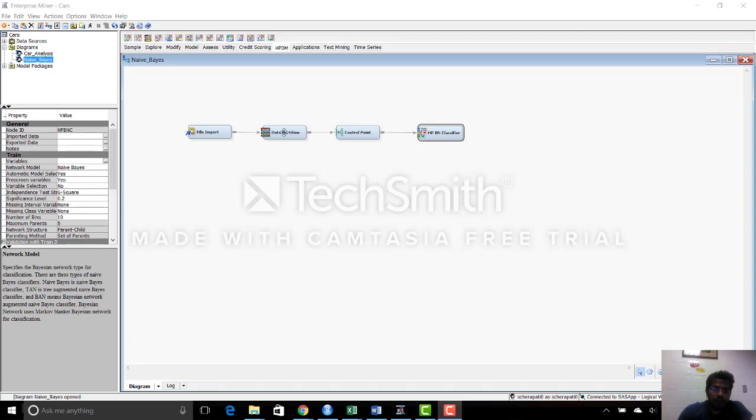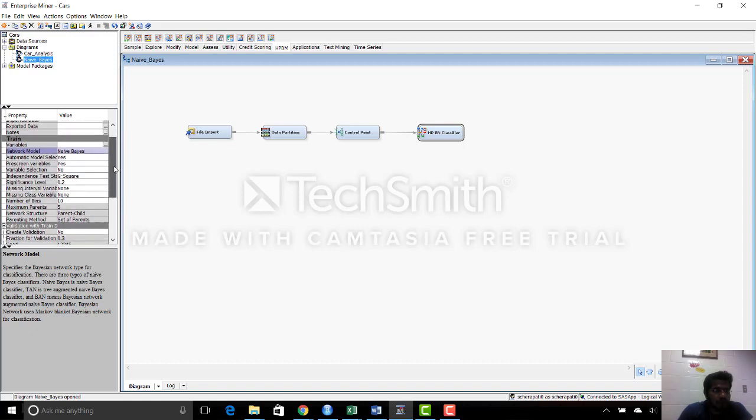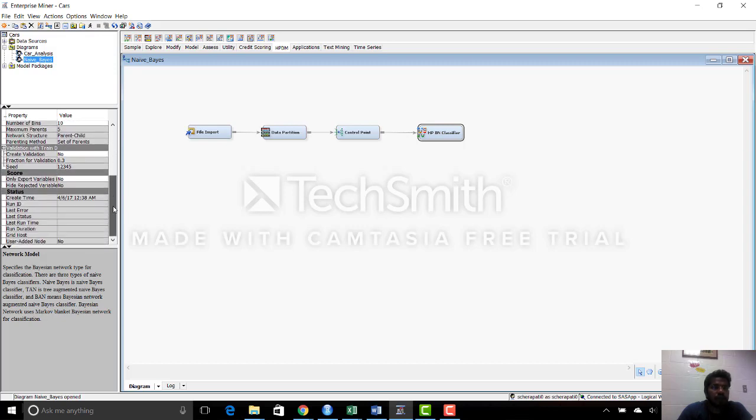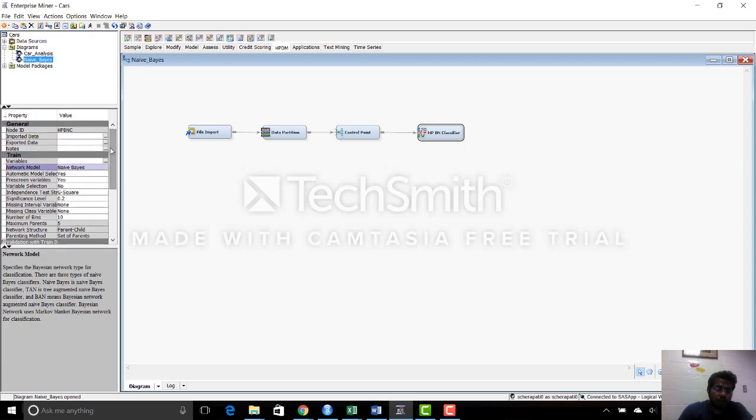I have added a Data Partition node from the Sample tab and a Control node from the Utility tab. Now I have added a Bayesian classifier from the HPDM tab over here. Now let me select the HPDM classifier. When it comes to the network model, I am selecting the Naive-Bayes model, and we have other different parameters over here like significance level, independent tests, missing interval variance, and all those things. Now let me leave all these at default and run this model.